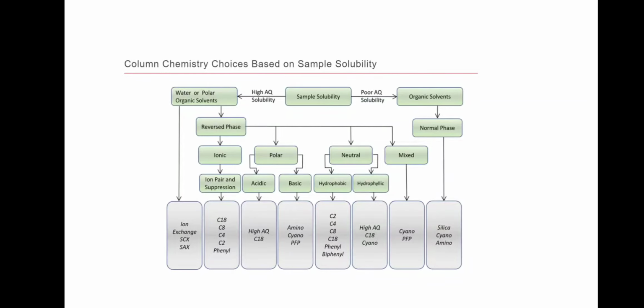Next, consider the characteristics of the analytes in your sample, such as ionic, polar, neutral, or mixed properties. Depending on these attributes, you may need ion pair suppression or specific column chemistries to suit acidic, basic, hydrophobic, or hydrophilic compounds. Finally, choose the appropriate column for your analysis. Some common column types include ion exchange columns like SCX or SAX, and reversed phase columns like C18, C8, C4, C2, high AQ, amino, cyano, or PFP.